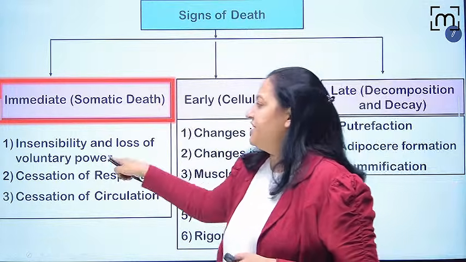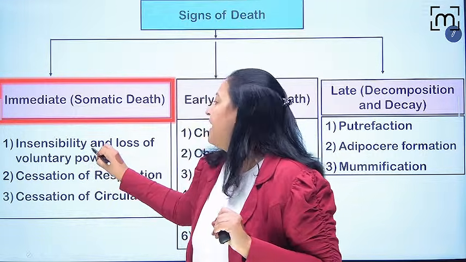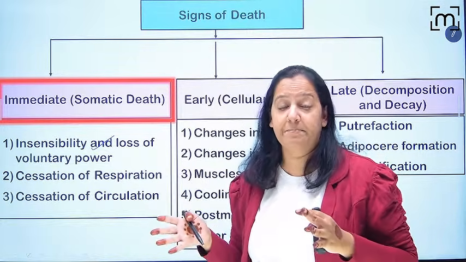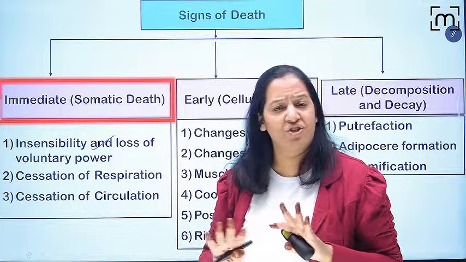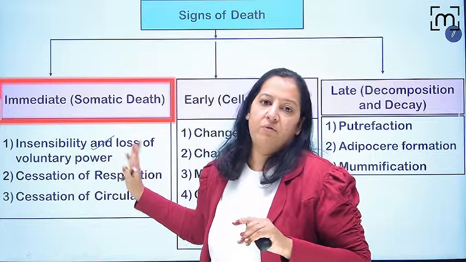Okay, immediate changes are 3. What are the 3 immediate changes? Number 1, insensibility and loss of voluntary power. The person becomes unconscious. Obviously, a dead person is unconscious. Insensibility, there is no sensibility, no pain sensation, no sensation at all. The sensations are gone, and loss of voluntary power.